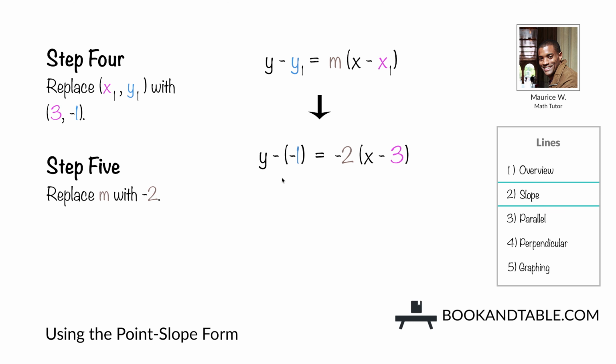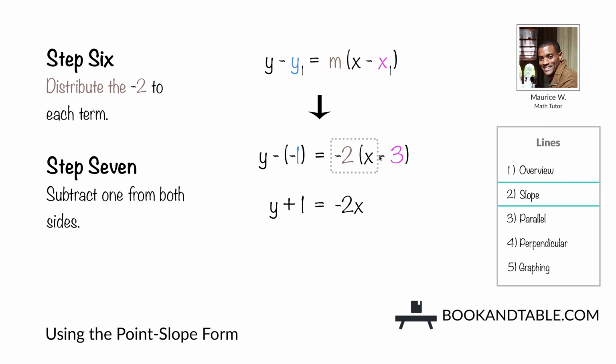So now we want to get y isolated on the left side. So we want to distribute this -2 to each term on the right, and then move this constant over to this side. So step 6, distribute the -2 to the x and to the -3. -2 times x is -2x. -2 times -3 is +6. So after we distribute the -2, y minus -1 is y plus 1, which is equal to -2x plus 6.